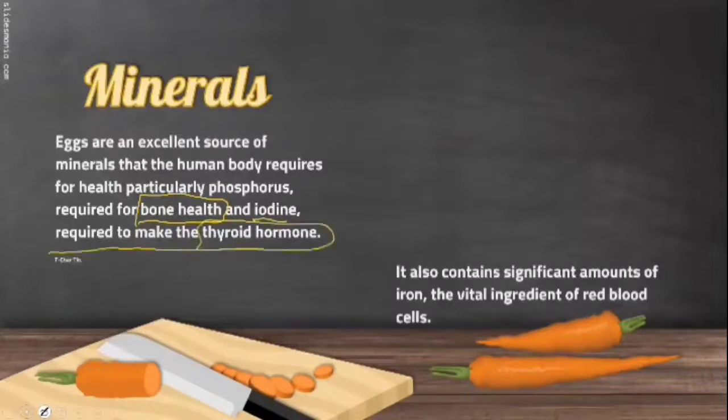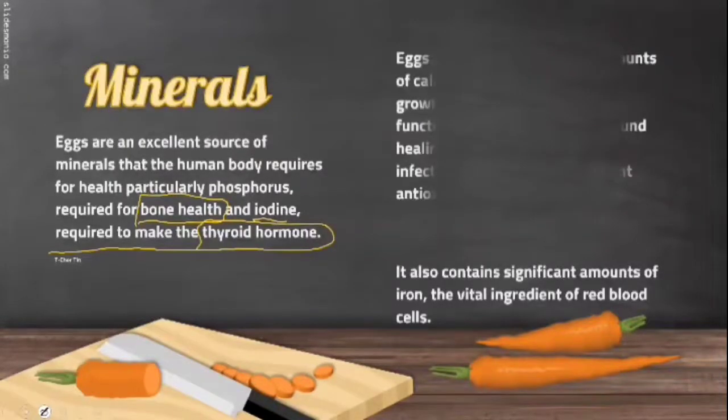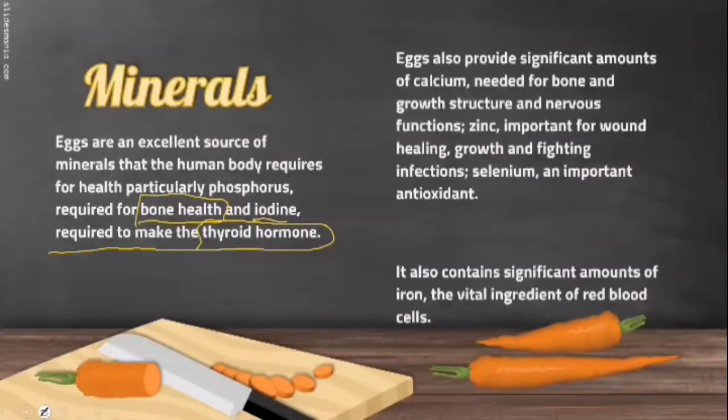Okay, alam niyo ba na kapag nagkaroon tayo ng problema sa thyroid, ito yung nagiging dahilan din ng sobrang pagtaba at pagpayat. Hindi makapagpapayat, hindi makapagpataba. Okay, itong thyroid hormone na to, responsible din siya sa ating reproductive system. Okay? Eggs also provide significant amounts of calcium. Again, needed for bone and growth, structure, and nervous function.